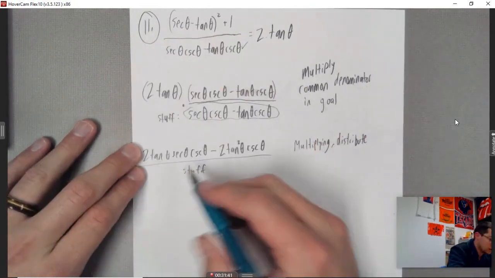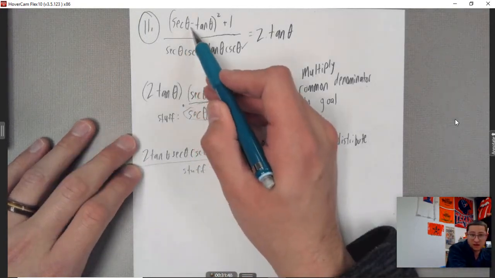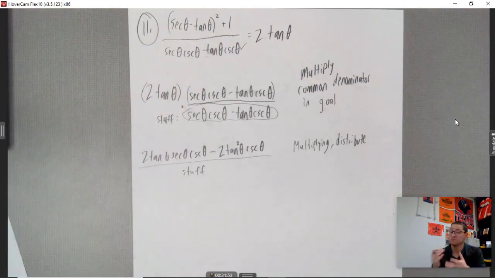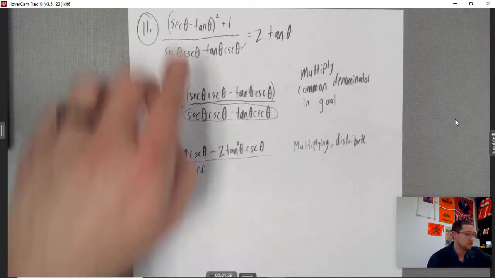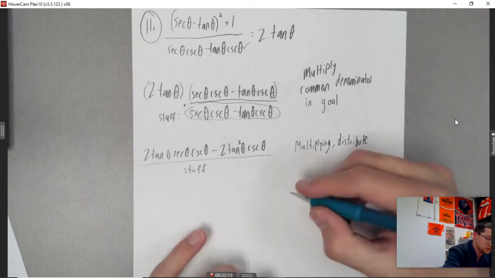So anyways, 2 tangent. Here we go. We want secant theta minus tangent of theta squared, right? Think about what that is. That's a perfect square. So if we can get secant theta minus 2 tangent secant theta, that's going to be part of our goal. So let's take out the 2. I think that was the approach I took: just changing everything to reciprocals and quotients and seeing what happens. Yep, that's a good way to do this one.